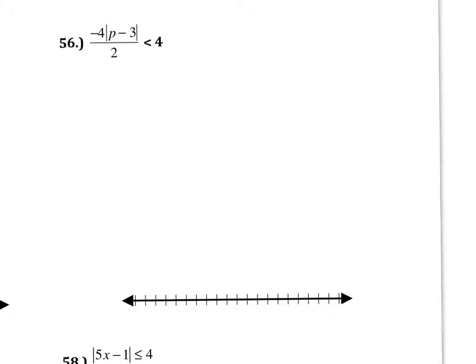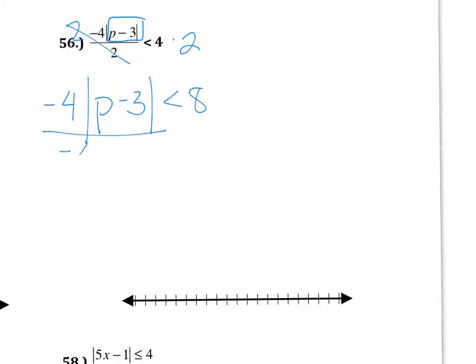The last one we're going to look at is number 56, and we want to get this absolute value of p minus 3 alone. So we are going to break away, starting with the dividing by 2. So we are going to multiply both sides by 2. So it leaves us with negative 4 times absolute value of p minus 3 is less than 8. We will now divide both sides by negative 4 to get absolute value of p minus 3 is now greater than, because we're dividing by a negative, it changes that inequality, negative 2.